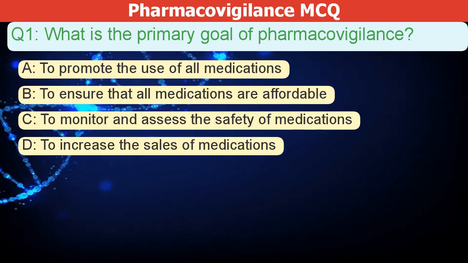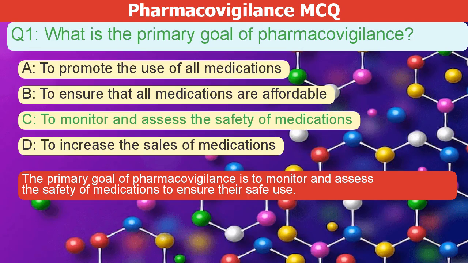What is the primary goal of pharmacovigilance? A. To promote the use of all medications. B. To ensure that all medications are affordable. C. To monitor and assess the safety of medications. D. To increase the sales of medications. The correct answer is C. The primary goal of pharmacovigilance is to monitor and assess the safety of medications to ensure their safe use.